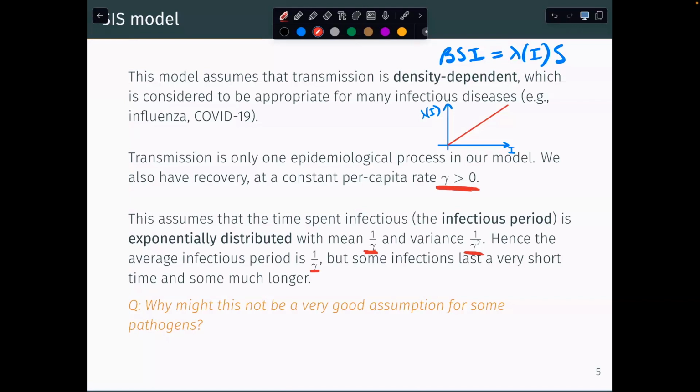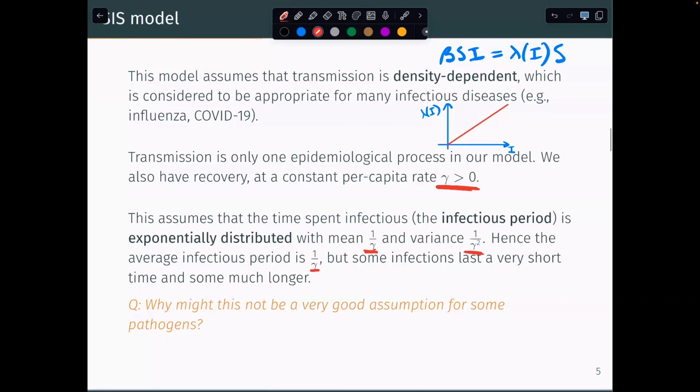One of the problems here is that some infections last a very long time, some will last a lot shorter time. So this isn't necessarily a good model for all pathogens. So why might this not be a good model for some pathogens? This idea of some infections lasting a very short time and some lasting much longer. Yeah. Is it because some pathogens might mutate or something?